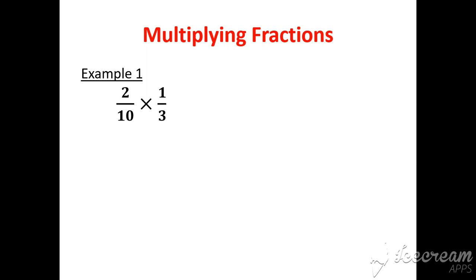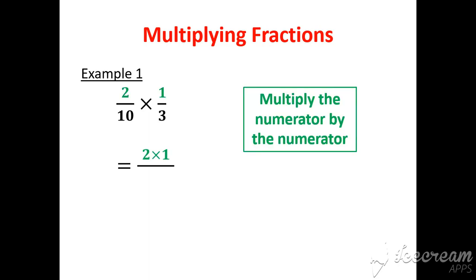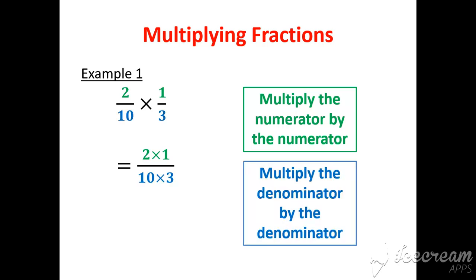2/10 multiplied by 1/3. 2/10 times a third. Well, it's as simple as this. We multiply the numerator by the numerator, the top number by the top number, and we multiply the denominator by the denominator, bottom number times the bottom number. That's it. So 2 times 1 is 2, 10 times 3 is 30, and we get our answer of 2/30. It is that simple. We just times the top and times the bottom.